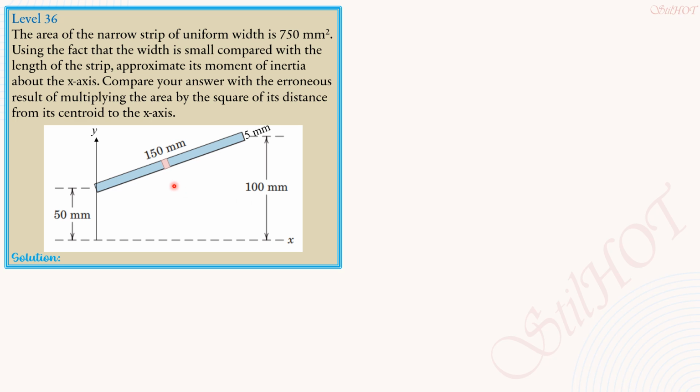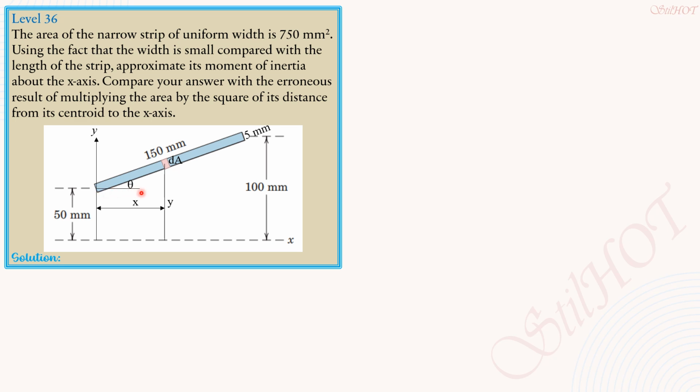For our differential area, the dimensions should be perpendicular and parallel to this inclined strip. The horizontal projection of the strip is dx, the distance of the differential area from the y-axis is x, and the distance of this differential element from the x-axis is y, as shown. So Ix is the integral of distance squared, y², times the differential area. So that is our equation.